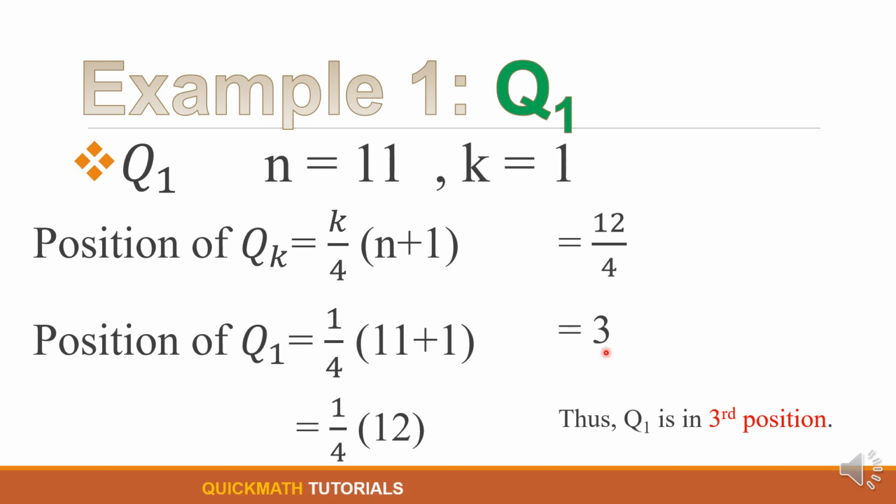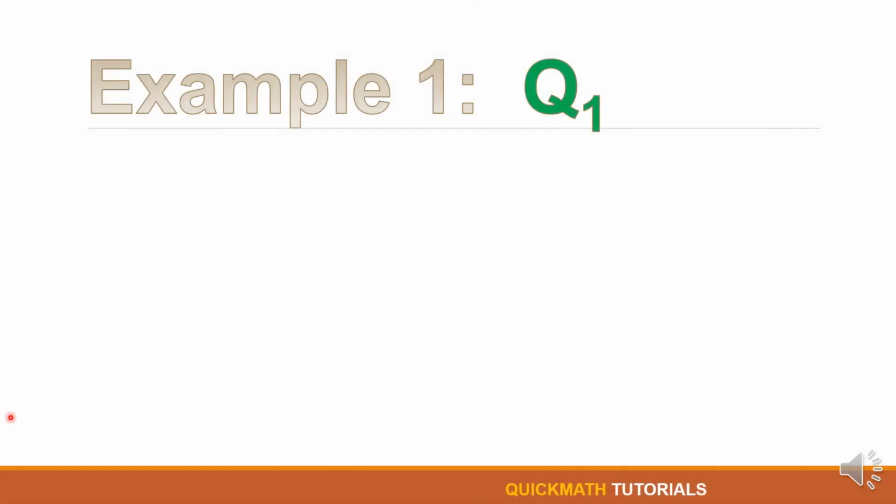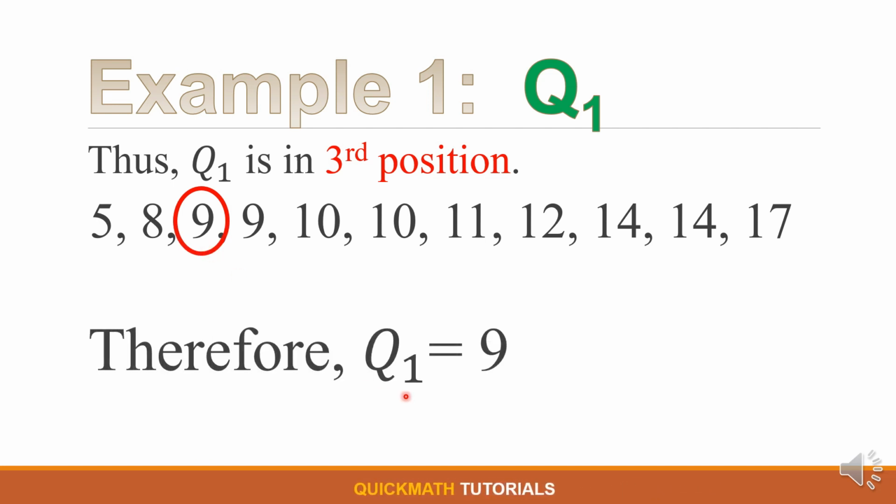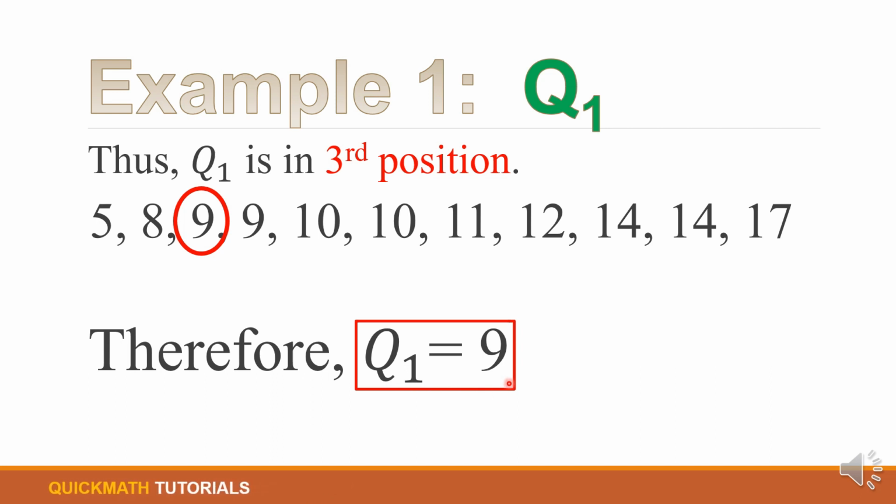So 3 here is not our final answer. It is just the position of our Q sub 1. Now, going back to our data, we have 5 up to 17. Since our Q sub 1 is in third position, we will count 1, 2, 3. Therefore, Q sub 1 is equal to 9, and this will be our final answer.